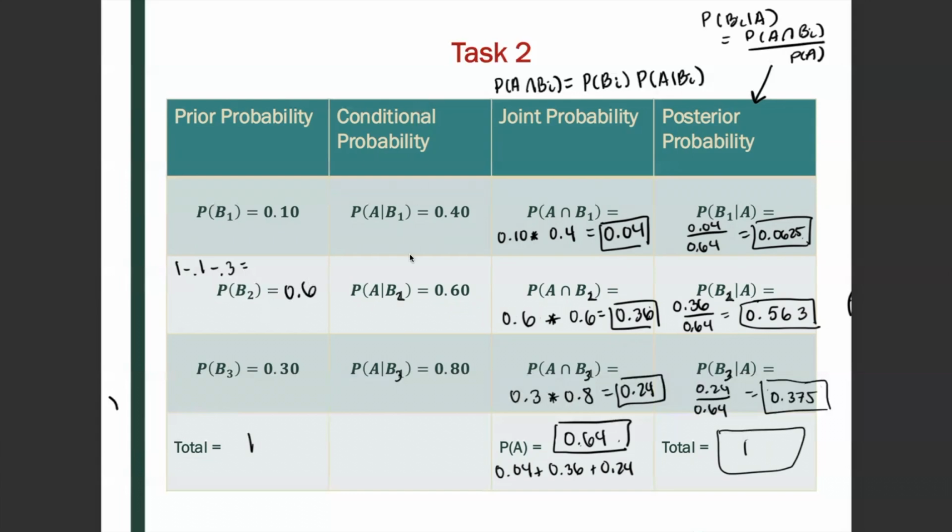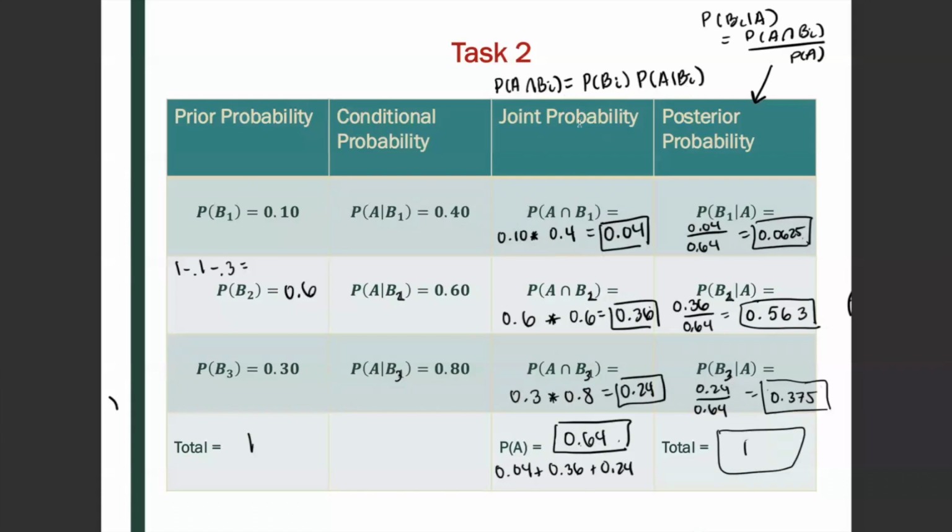Now let's look at the second column, the conditional probability column. We were given that the probability of A given B1 equals 0.4, the probability of A given B2 equals 0.6, and the probability of A given B3 equals 0.8. Now we want to find the joint probability, the probability of A intersect Bi, where i can be 1, 2, or 3. And that equals the probability of Bi times the probability of A given Bi.